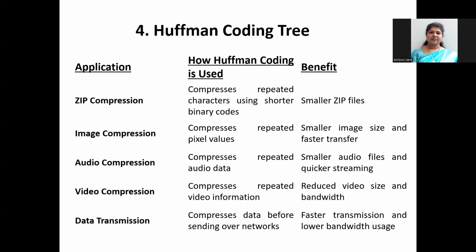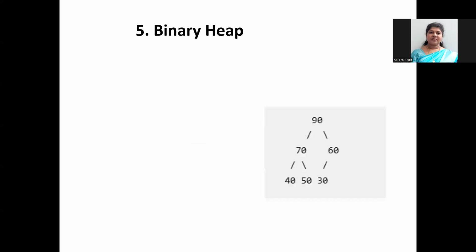And next is data transmission. Data transmission means it will compress the data before transmitting. So faster transmission, reduced network bandwidth, and lower transmission cost will be there. For example, instead of sending a 10 MB file, Huffman coding may reduce it to a smaller size based upon the data so that it is easier to transmit.